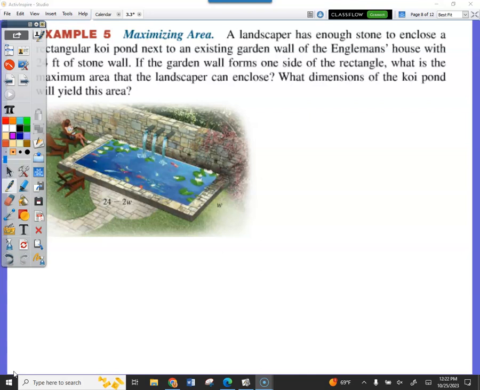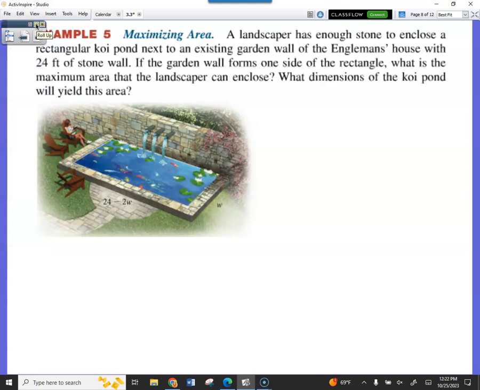We have a koi pond. Y'all know koi are those big giant goldfish-like things. A landscaper has enough stone to enclose a rectangular koi pond, same exact scenario, next to an existing garden wall. He has 24 feet of stone total. So we've talked about this. As you're reading your word problem, take notes. Make cliff notes. You have 24 feet total to work with. Not 25, not 26. Wouldn't want to build it at 23 because you have 24, right?